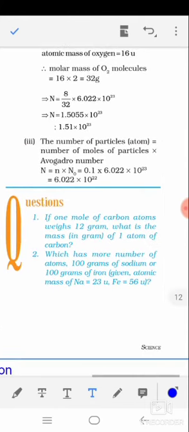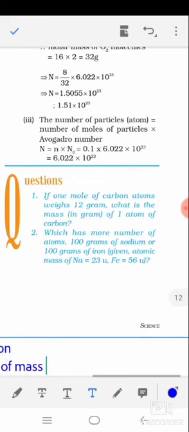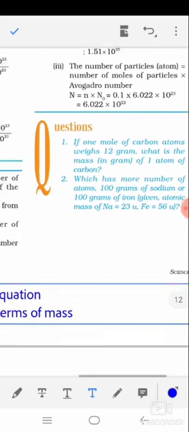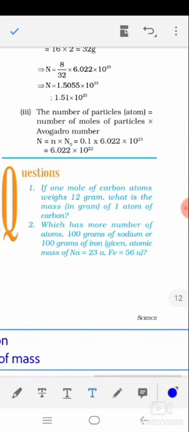And what is this question? If 1 mole of carbon atoms weighs 12 gram, what is the mass of 1 atom of carbon? Try to write the answers of these two questions also. This is a very tricky and easy question, so give it a try. I will explain it in our last class, even though you should give it a try.